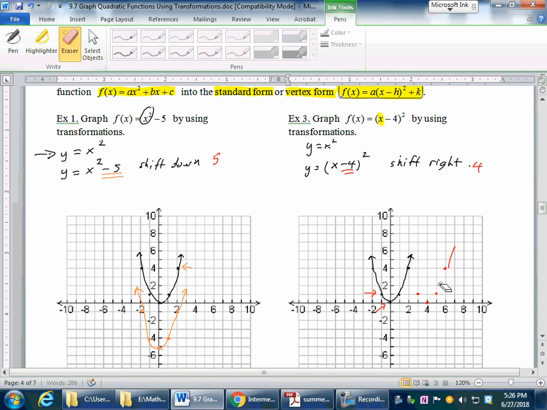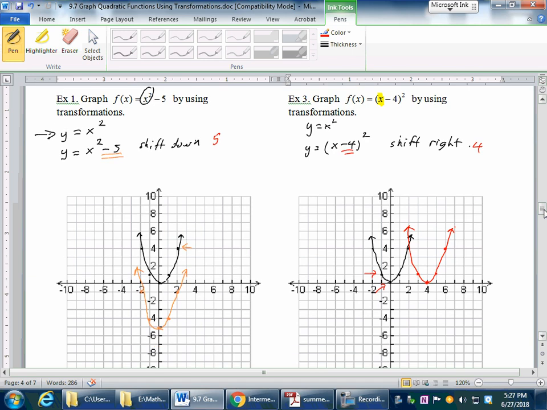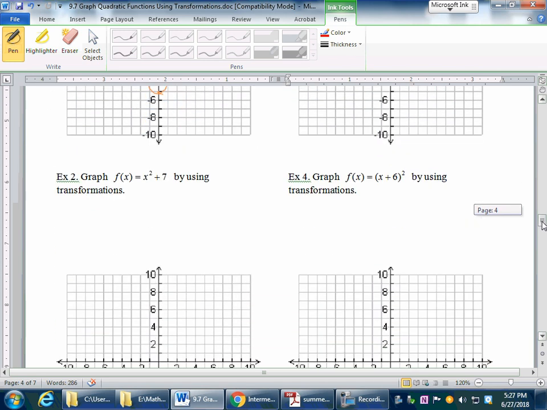I have some technical difficulties right here because the pen is not exactly where I want it to graph. It's moving differently. Okay, here we go. And then that will be my final graph after shifted to the right 4 units. So moving on to the next one.